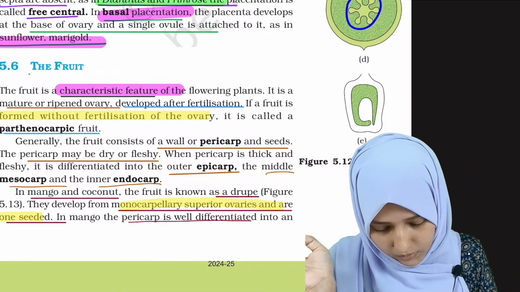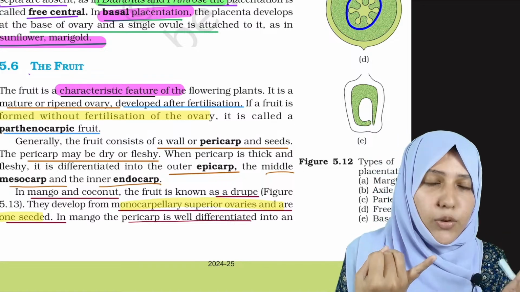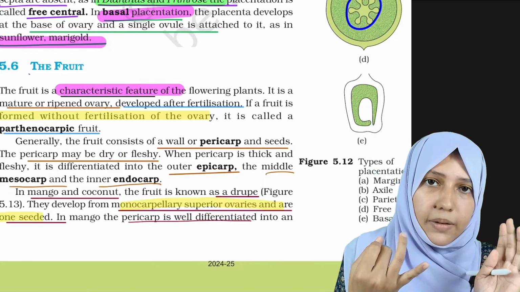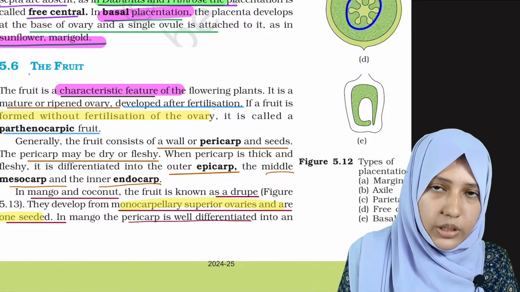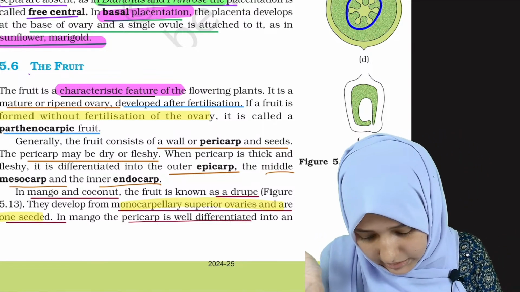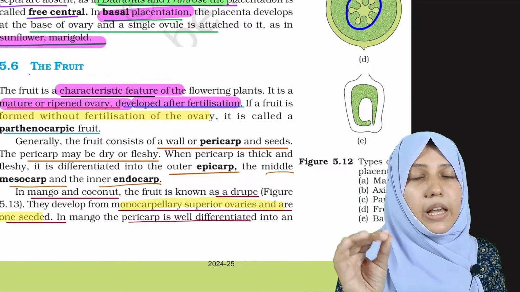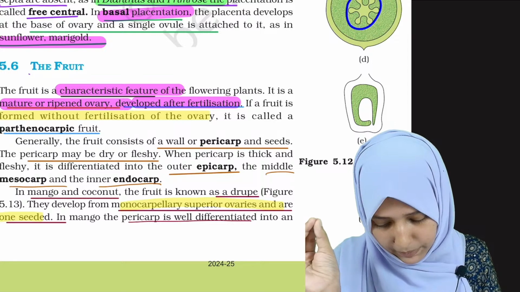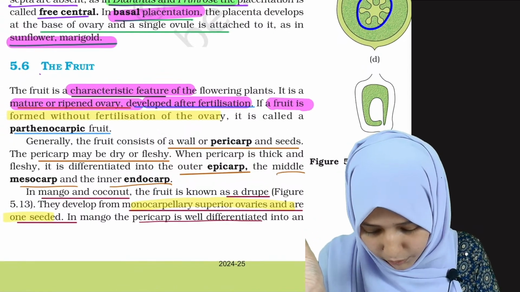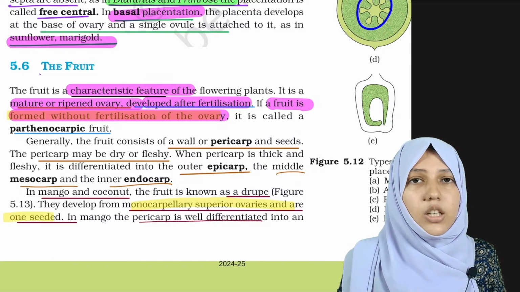Okay, and what is a fruit? Fruit is a matured ovary. As we said, ovules will develop into seed and fruit will be developed from the ovary. Okay, so it is a matured ripened ovary developed after fertilization. If a fruit is formed without fertilization of the ovary, then it is known as parthenocarpic fruit.